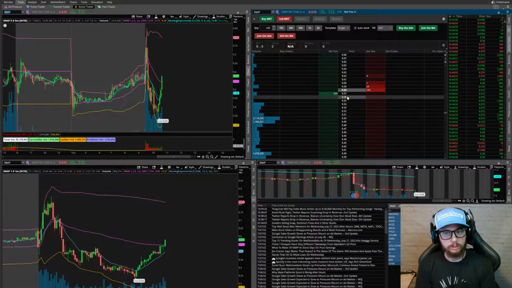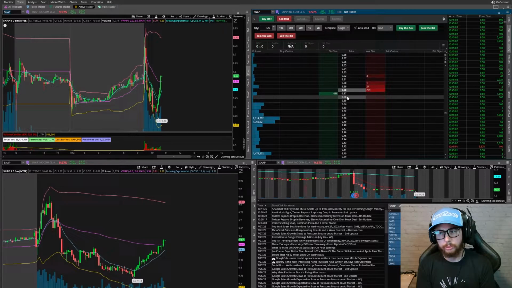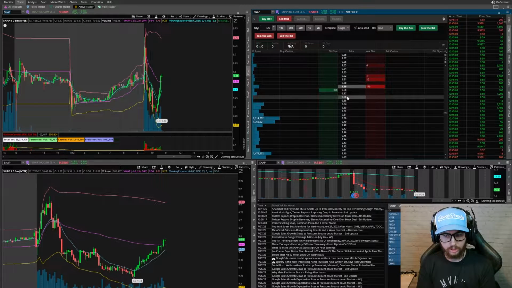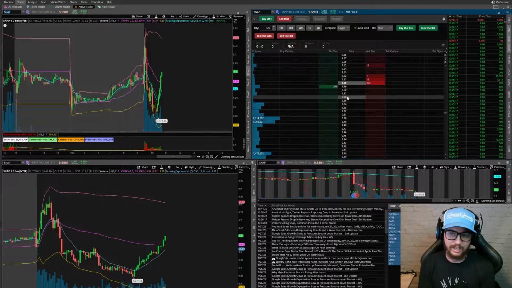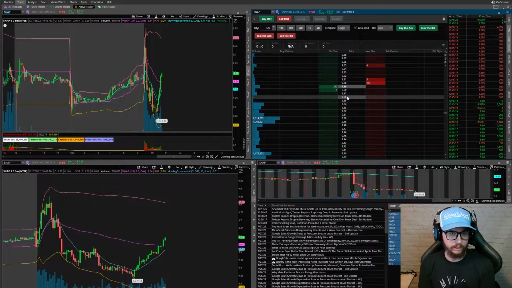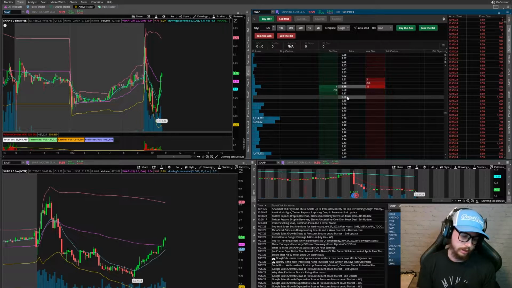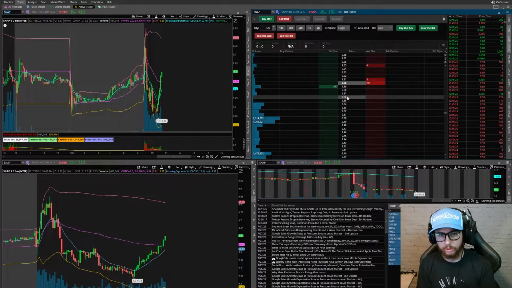Most of the time out of halts, playing the dip and rip, it happens so quickly that if you wait for it to open, see what it's doing, look at the price action, check the level 2, look at the tape, by the time you do all that, it's already dipped and ripped and it's gone without you. And now, you probably shouldn't chase it.